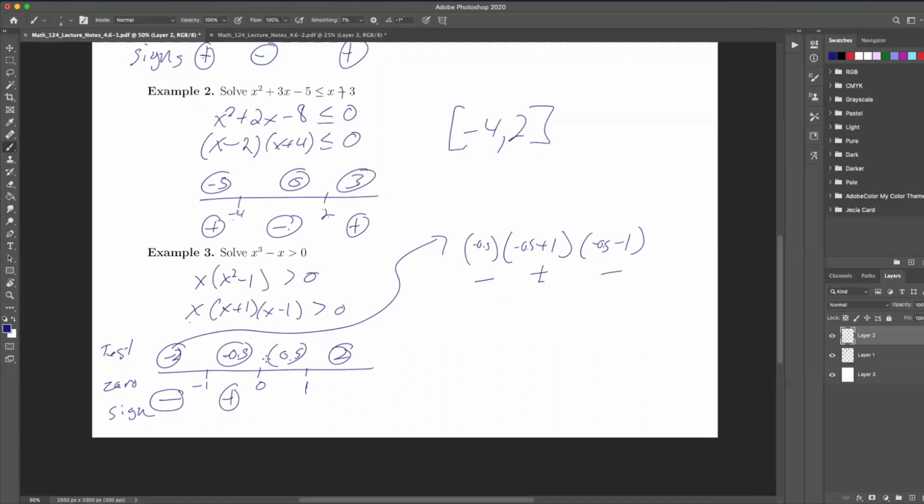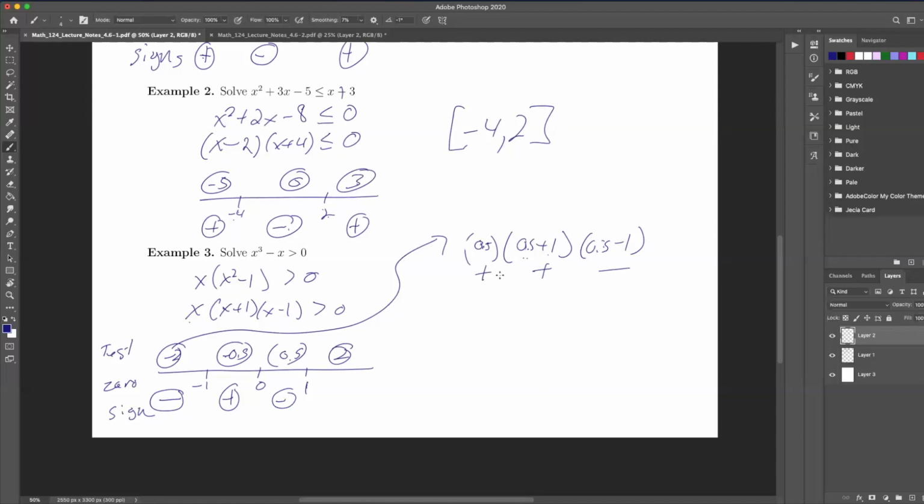All right, now we're going to do positive 0.5. So I can just go boop, boop, boop. So positive 0.5, here I'm just testing a point. I'm going to get rid of this because this is no longer true. So positive 0.5 here is positive. This is positive. 0.5 plus 1 is positive. 0.5 minus 1 is negative. So this is overall negative.